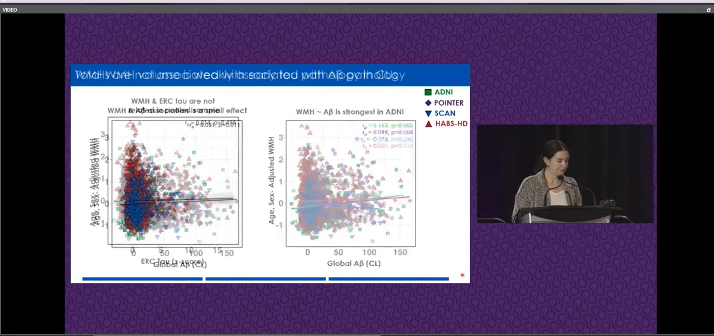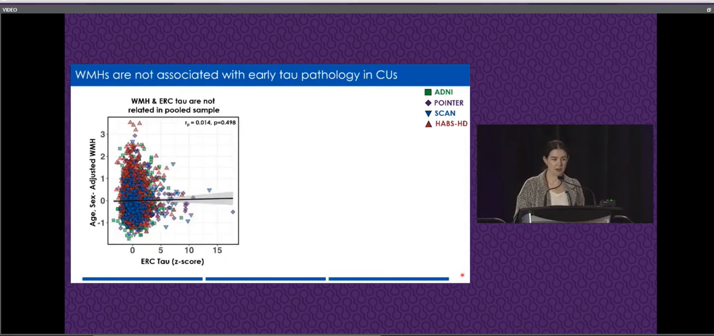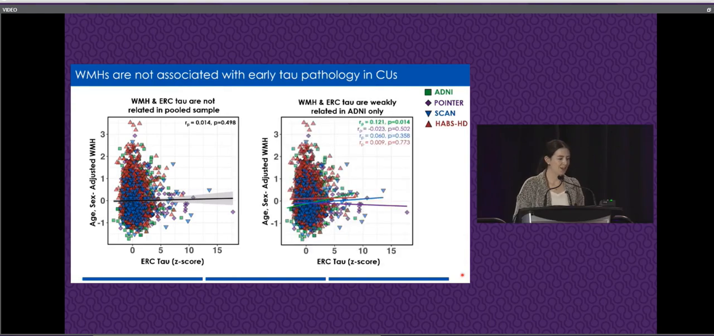mean centiloids. When we look at the associations between white matter hyperintensities and tau, specifically in the entorhinal cortex, because again, these are all unimpaired individuals, and so we're focused on this early region, we see there's no association in the pooled sample, but in each cohort individually, we see there's an association only in ADNI, so a similar story to the last slide.